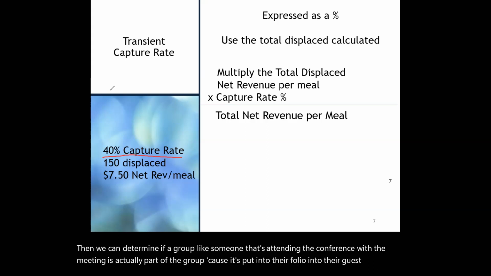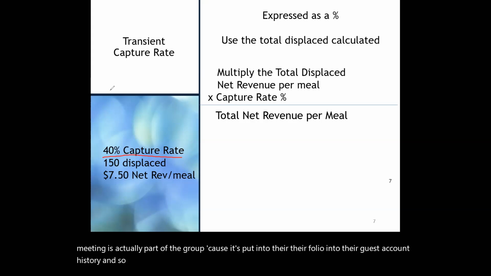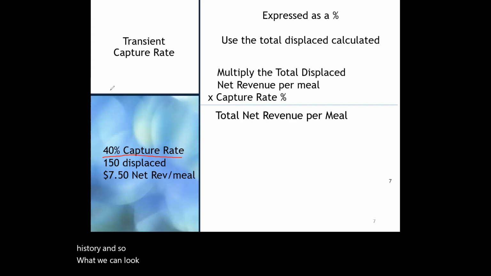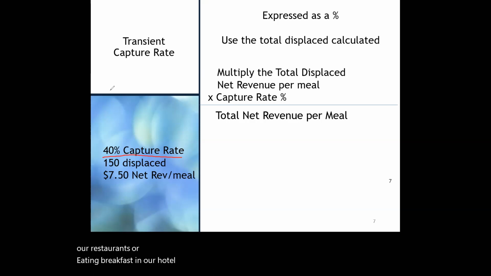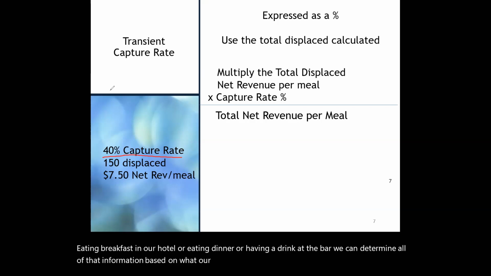Okay, and so what we can look at is our past data to figure out, on average, what percentage of our groups and our transient guests in house are actually eating in our restaurants, or eating breakfast in our hotel, or eating dinner, or having a drink at the bar. We can determine all of that information based on the data that our property management system is gathering. And so that's why it's typically represented as a percentage rate.